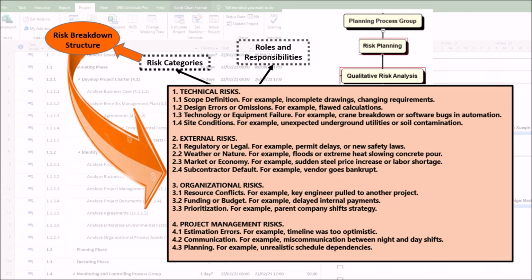4. Project management risks. First, estimation errors risks. For example, timeline was too optimistic. Second, communication risks. For example, miscommunication between night and day shifts. Third, planning risks. For example, unrealistic schedule dependencies.